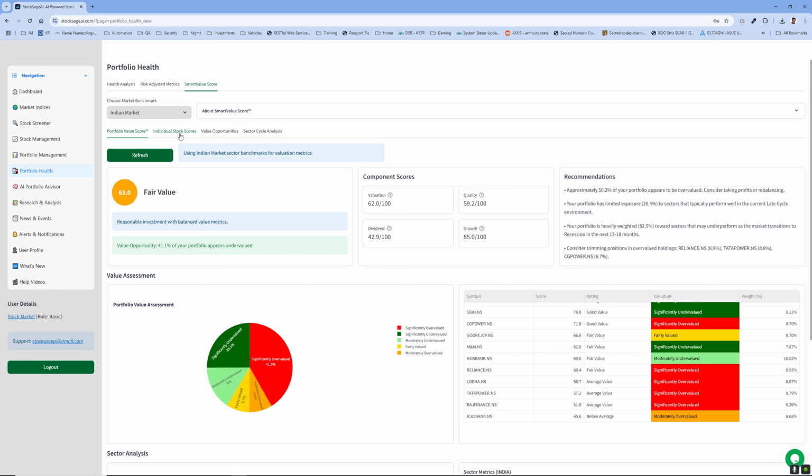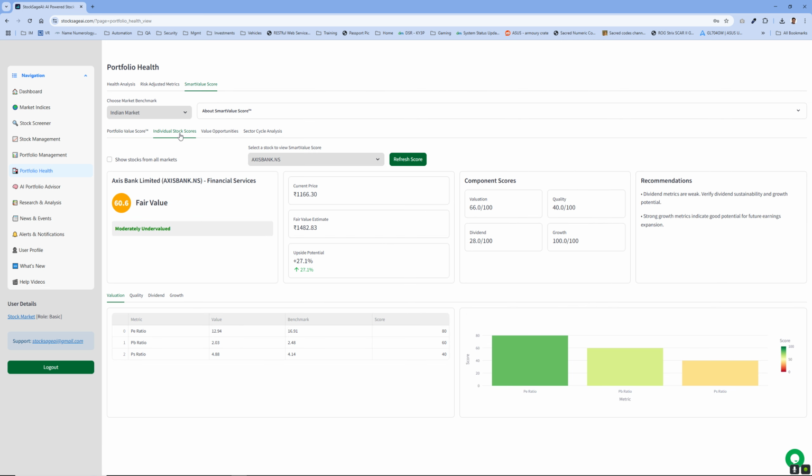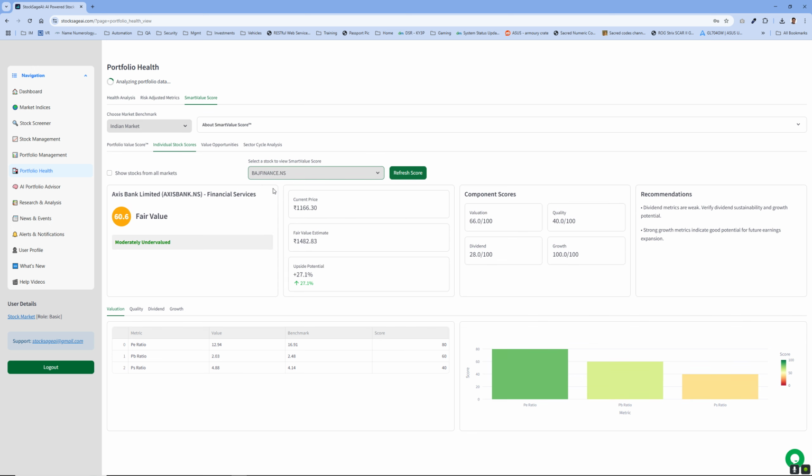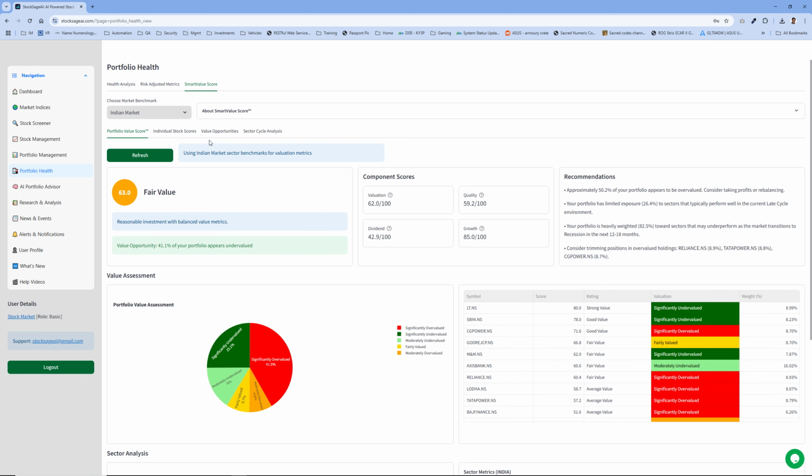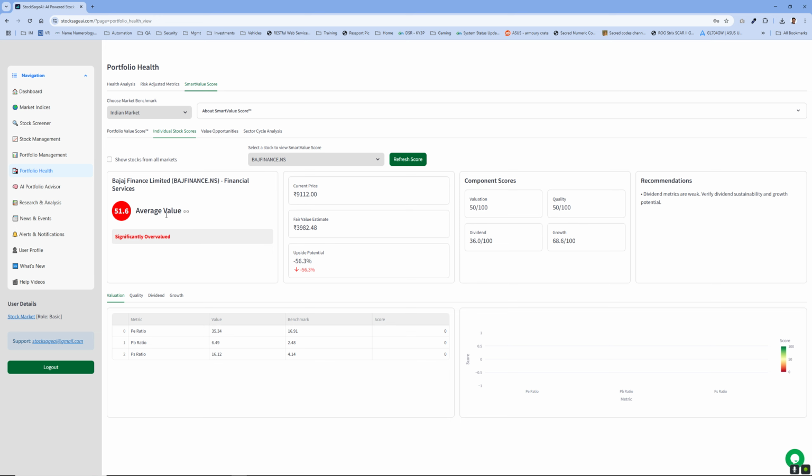Moving to the next tab, which is the individual stock score. This is going to give you a view of each stock and how it is calculated in terms of the fair value. That data is going to be mentioned over here for each stock. So like for Axis Bank, it is giving a 60.6 value. So let me choose, let's say, Bajaj Finance, and it will give me a 51.6 as the average value. So this stock is significantly overvalued and has a negative upside potential. So I might want to trim my position over here.